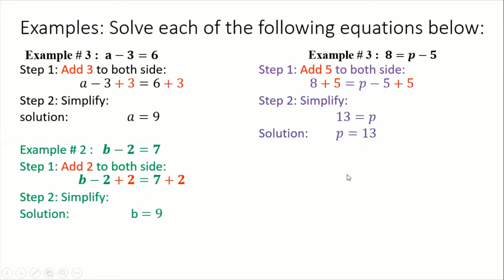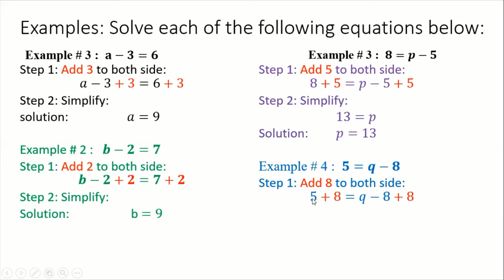Let's look at our final example, which is 5 is equal to q minus 8. Now we want q by itself, right? Because that's what we are trying to solve for. We know that we have a minus 8 here. We want to transfer it over to where 5 is. So we're going to just add 8 to both sides. How would you state this? It would be 5 plus 8 is equal to q minus 8 plus 8.